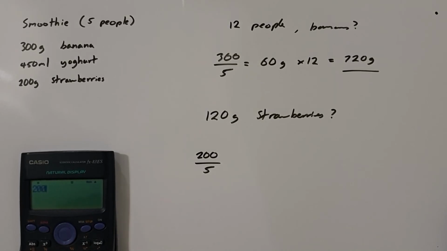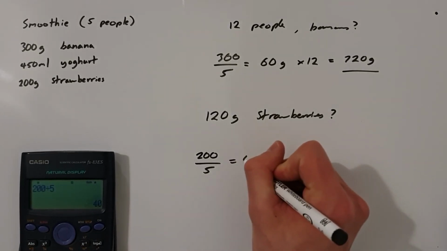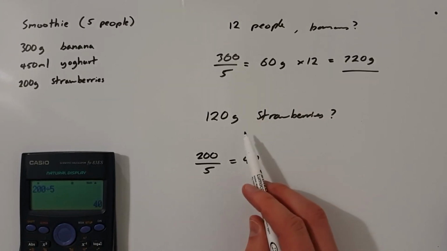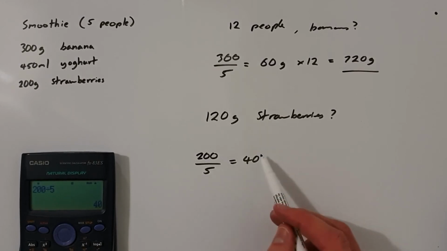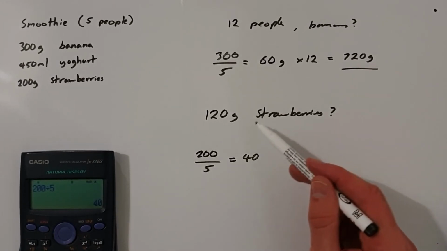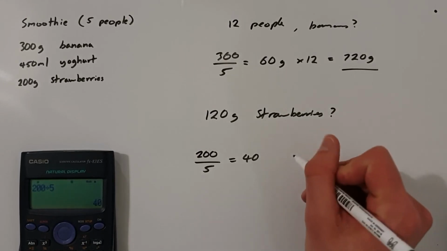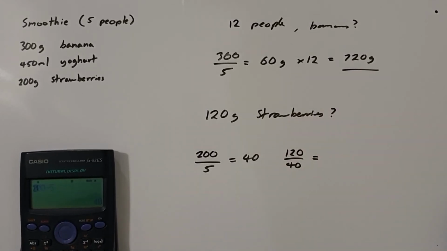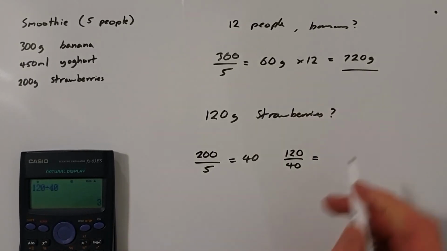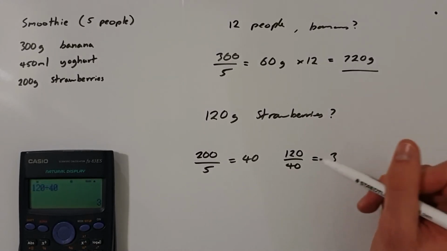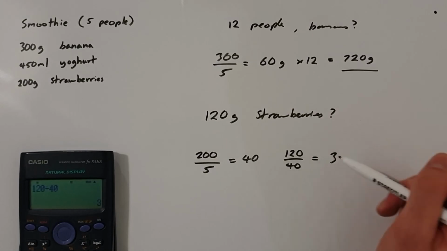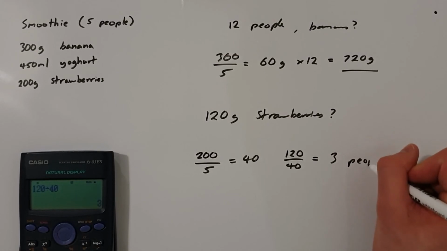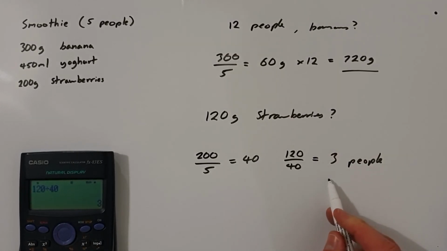So 200 divided by 5 gives us 40. We need 40 grams for one person, and we've got 120 grams. Now to find out how many people 120 grams can serve, we divide 120 by 40. 120 divided by 40 gives us 3. Because 40 goes into 120 3 times, this 120 grams of strawberries will serve 3 people. And that is it.